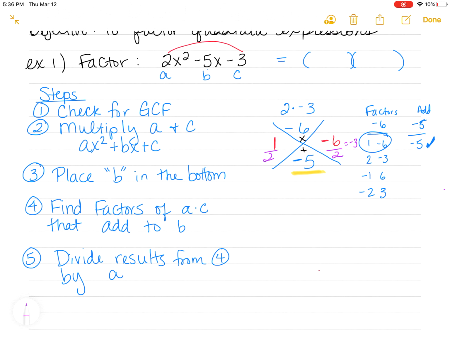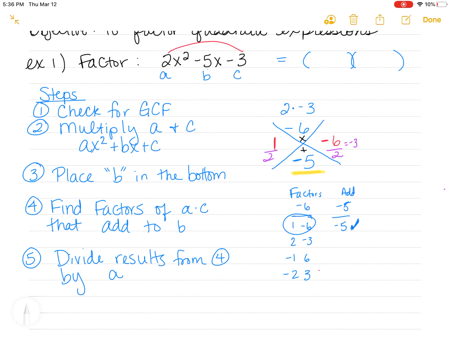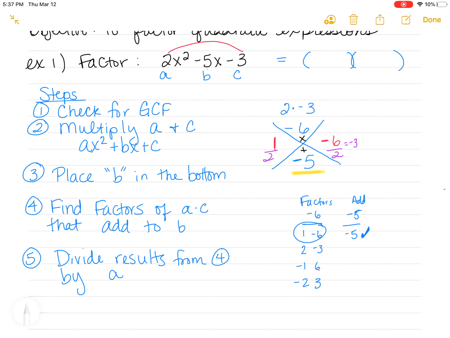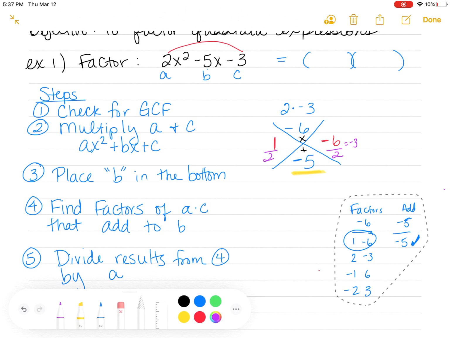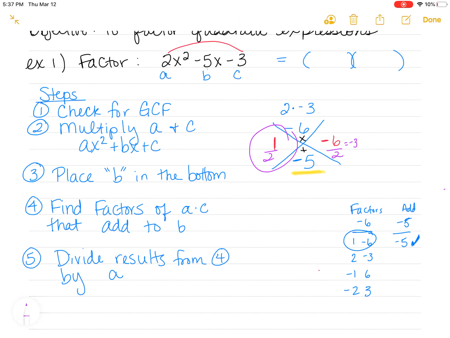Okay, so I'm running out of room over here. Let me move my table. So I'm going to move this table over out of the way. All right, so I have this 1/2 and I have this -3. Those are going to tell me my factors. The key is you can never leave anything in fraction form. So I have x plus 1/2 and x minus 3.